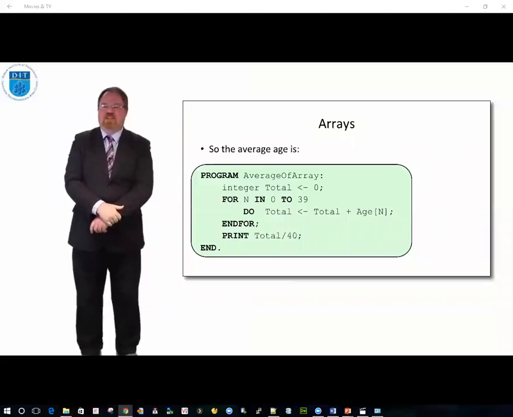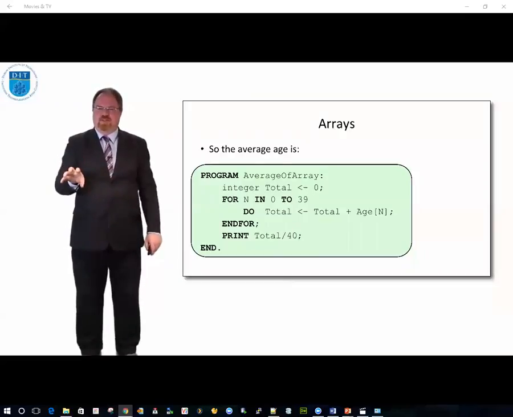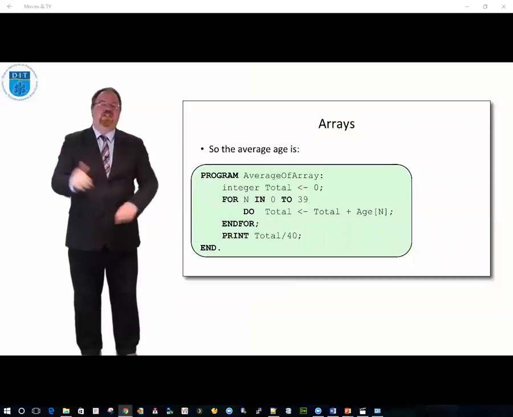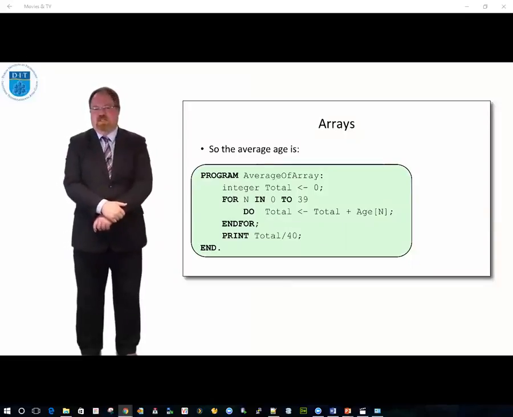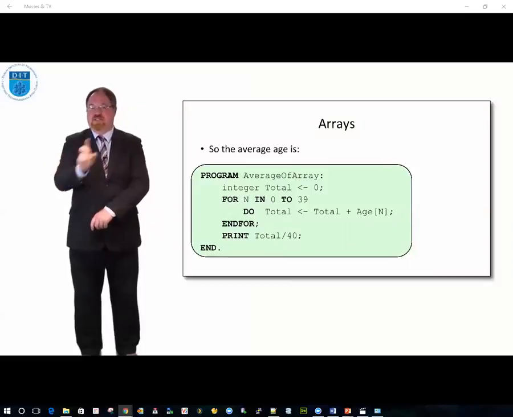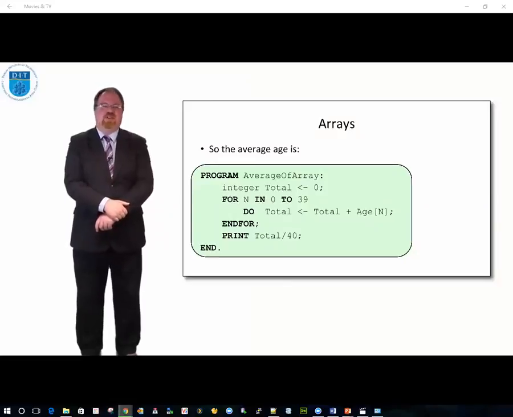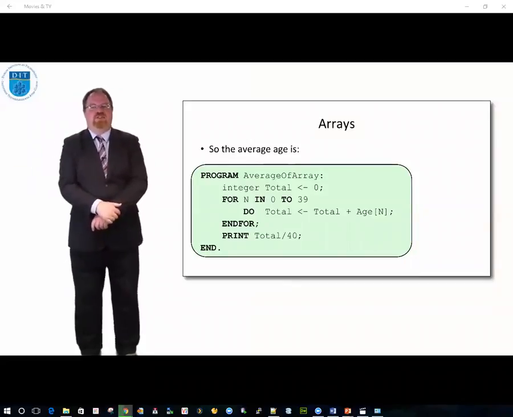When we have print total divided by 40, what we have done is hard coded the size of the array to be 40 right there. If we change the array to 70, we have to change 2 places in the code. We have to change the for loop from 0 to 39 to 0 to 69, and we have to change total to be total divided by 70 now. If we change the length of the array to 100, we have to change the for loop to 0 to 99, and then print total divided by 100. So if we change the size of the array, there's a couple of different values that need to be changed.